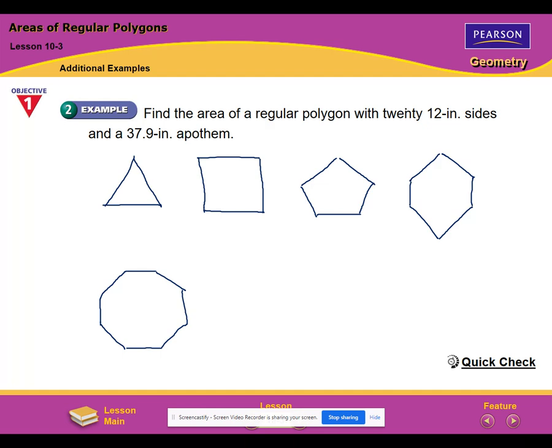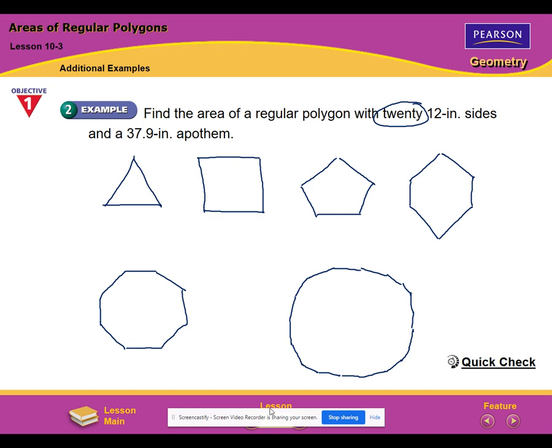Well, this is asking about a 20-sided figure, 20 12-inch sides. I won't even be able to do it, but let me attempt it. 1, 2, 3, 4, 5, 6, 7, 8, 9, 10, 11, 12, 13, 14, 15, 16, 17, 18. I fell a little bit short there, so I drew as best as I could an 18-gon, not a 20-gon, but I ran out of space there before I brought it back together. And look how closely that looks to a circle, okay?